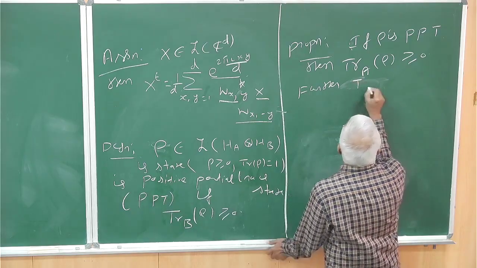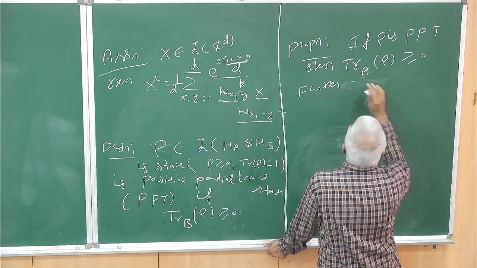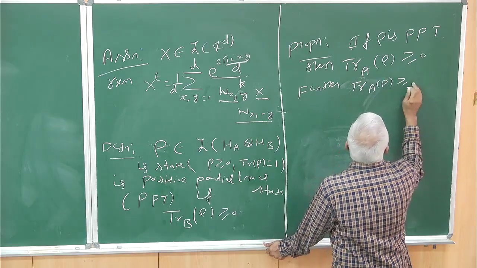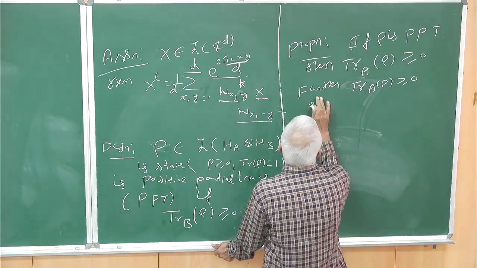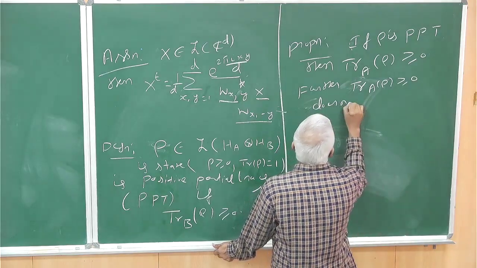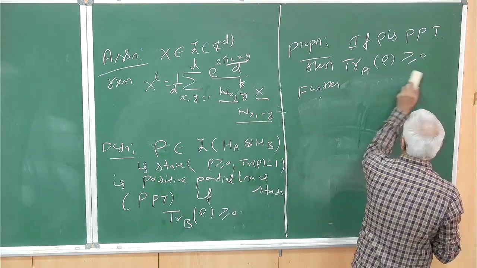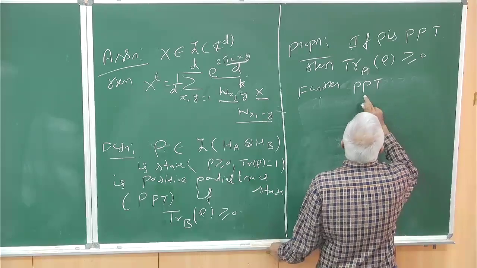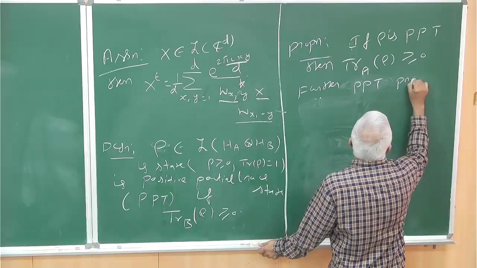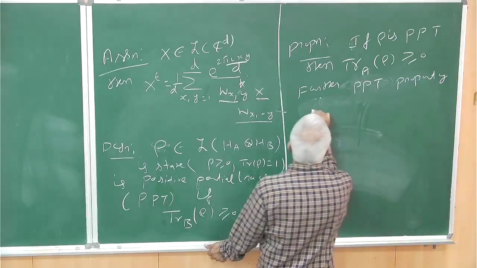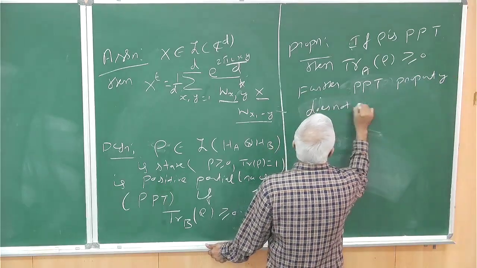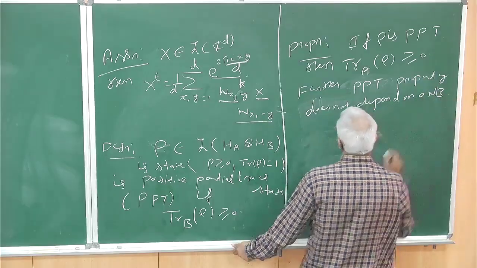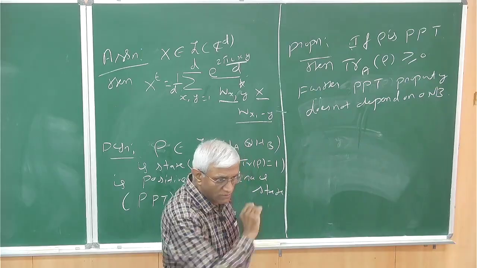So what I want to say is that trace A rho greater than 0 does not depend on the orthonormal basis, or the PPT property. Let me just write it and I will explain it in the proposition. The PPT, positive partial trace property, does not depend on the orthonormal basis. It is with respect to any other orthonormal basis also true.